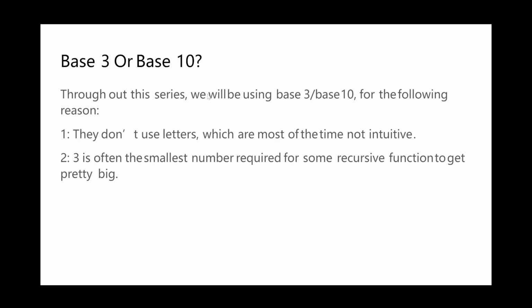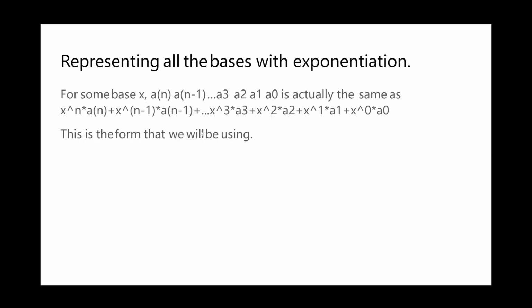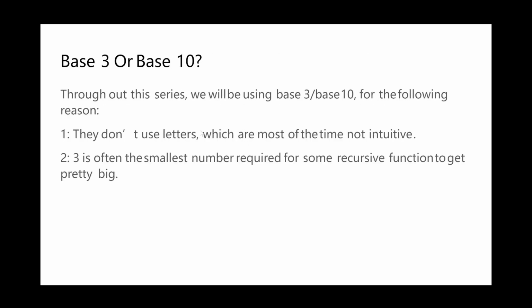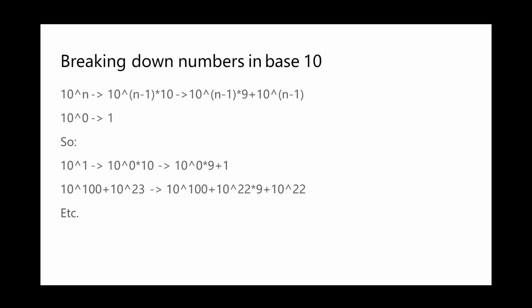So throughout this series, we'll be using base 3 or base 10 for the following reasons. They don't use letters, because for base 11 you have to use A, which is very strange, and we're not used to that. And 3 is because it's often the smallest number for a function to really get big, because 2 sometimes just doesn't work for various reasons, but a lot of functions work for 3, or you just get huge suddenly.